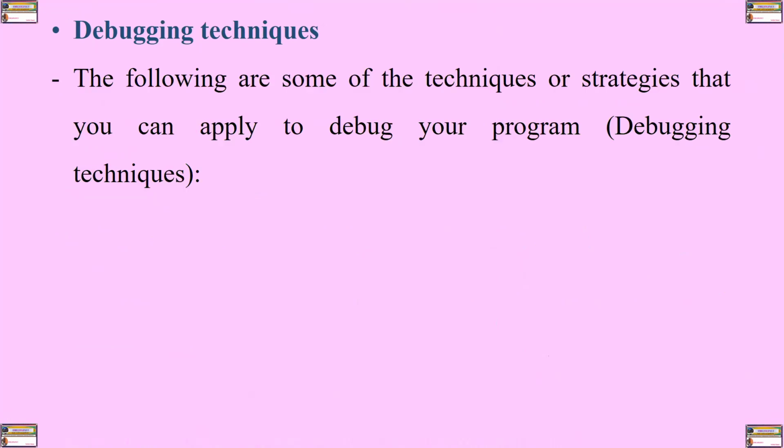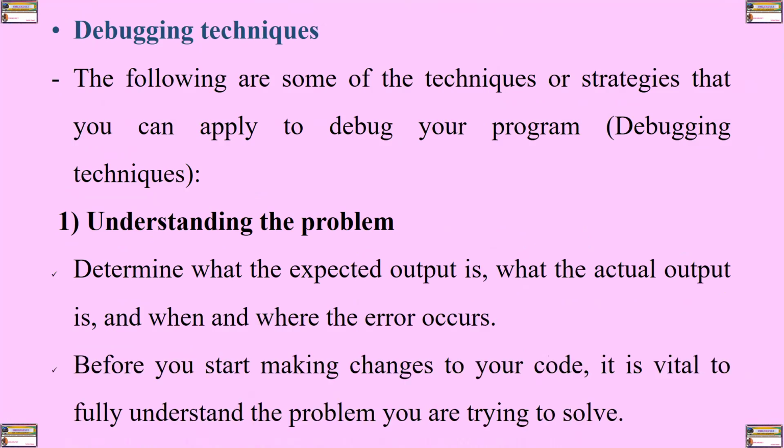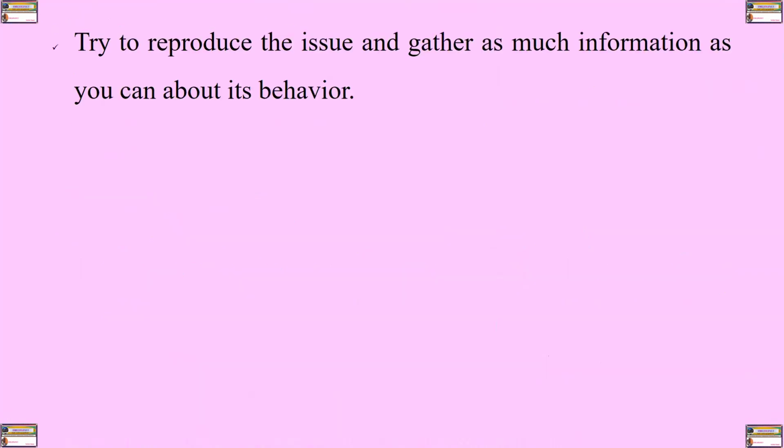So what debugging techniques do you need to apply? The following are some of the techniques or strategies that you can apply to debug your program, or what we call debugging techniques. Number 1 is understanding the problem. Determine what the expected output is, what the actual output is, and when and where the error occurs. Before you start making changes to your code, it is vital to fully understand the problem that we are trying to solve. Try to reproduce the issue and gather as much information as you can about the behavior.